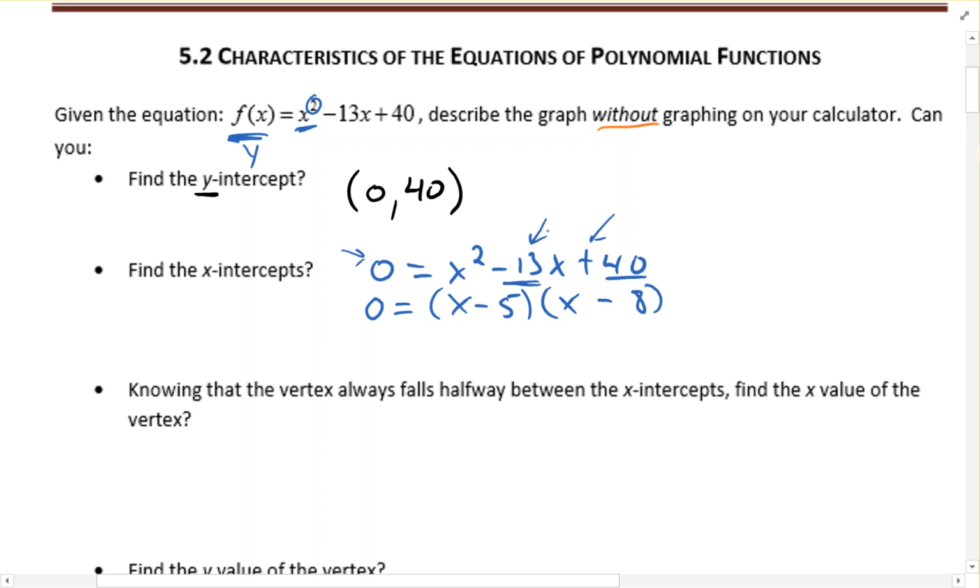Okay, so then looking at this, I'd say, well, what would x have to be to make that term 0? Well, x would have to be equal to positive 5. And on this one, x would have to be equal to positive 8. So those are my 2 answers right there. So positive 5 and positive 8.